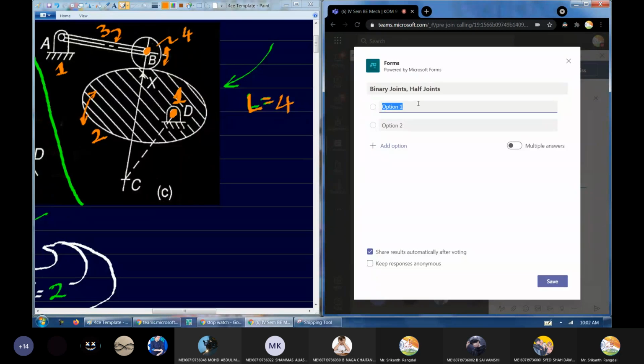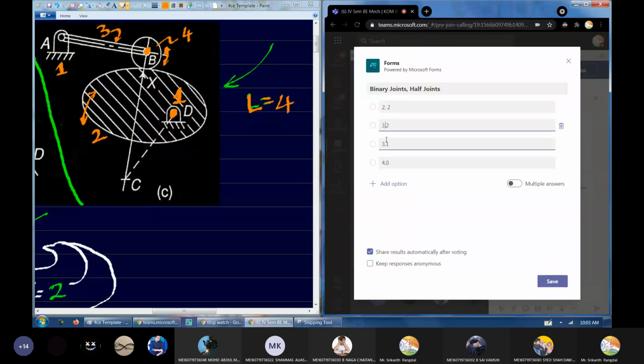So number of binary joints are 2, half joints are 2. Number of binary joints are 3, half joint is 2. Number of binary joints are 3, half joint is 1. Number of binary joints are 4, half joint is 0. Okay, so these are the options. Understood? So I've separated the binary joints and half joints with a comma. First number denotes the binary joints, and the second number after comma denotes the half joint.